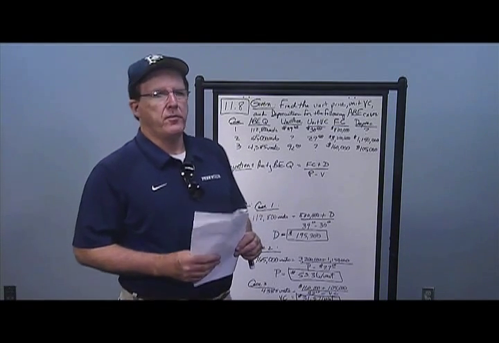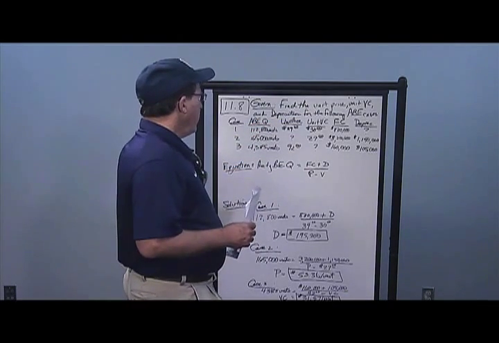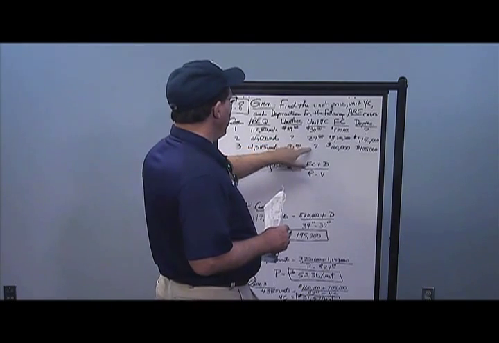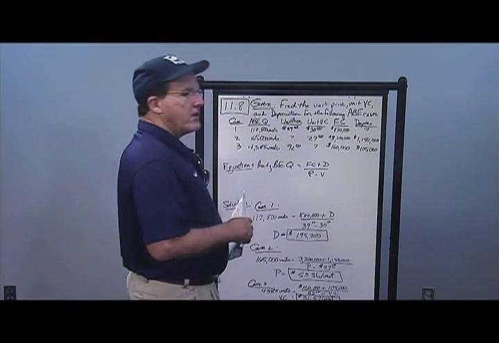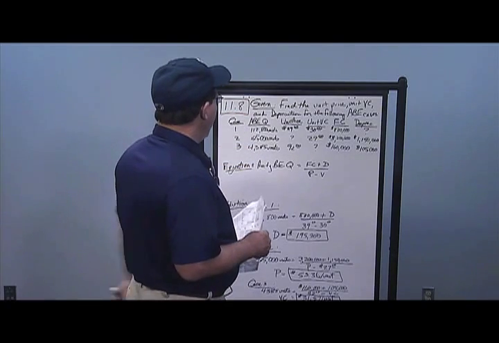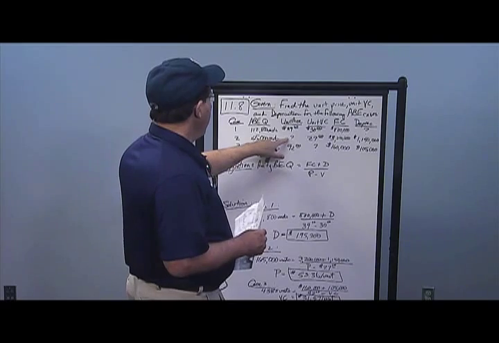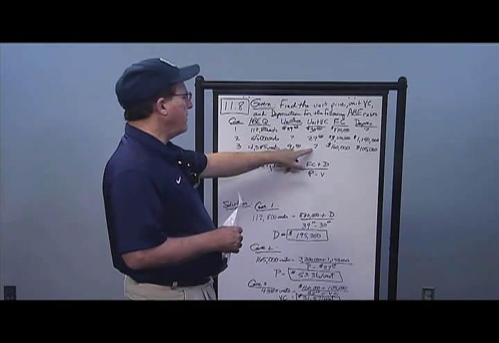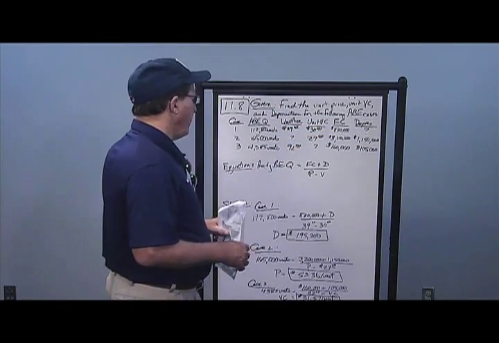In problem 11.8, we have 3 cases again. Find the unit price here in the second case, find the unit variable cost in the third case, and find the depreciation in the first case for the following accounting break-even quantity cases. So you're given accounting break-even quantities for each of the cases. Unit price, we're looking for, figure that out in case number 2. Unit variable cost, we're trying to figure that out in case number 3. You're given all your fixed costs, and in case number 1, we're trying to find the depreciation.